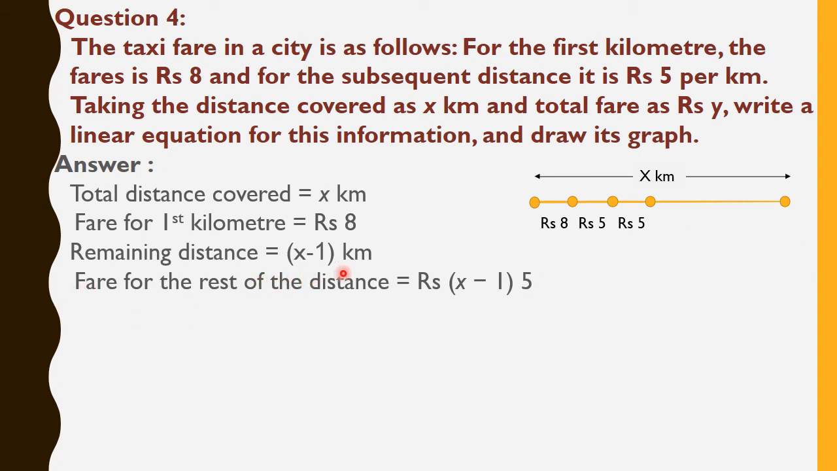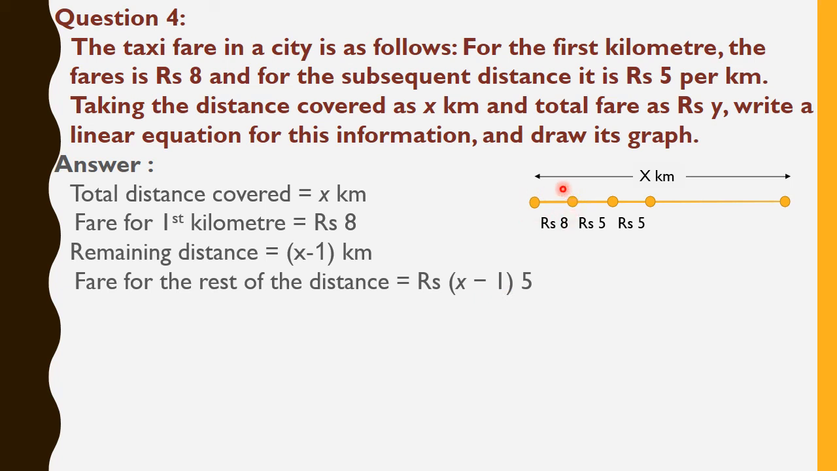So for the remaining distance, we have x minus 1 kilometer. For each kilometer, it will be rupees 5. So for 1 kilometer, if it is rupees 5, then what will be the cost of x minus 1 kilometer? Definitely 5 into (x minus 1). So just multiply the value.